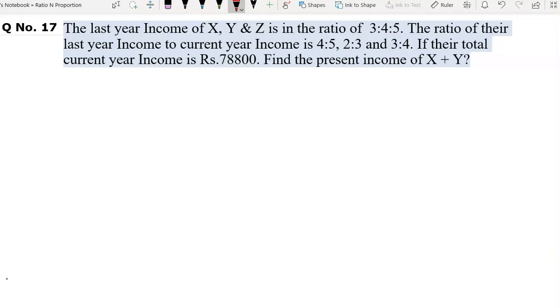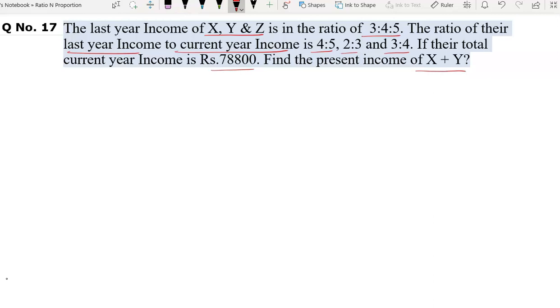Question number 17. The last year income of X, Y and Z is in the ratio of 3:4:5. The ratio of their last year income to current year income is 4:5, 2:3 and 3:4. If their total current year income is rupees 78,800, find the present income of X plus Y.